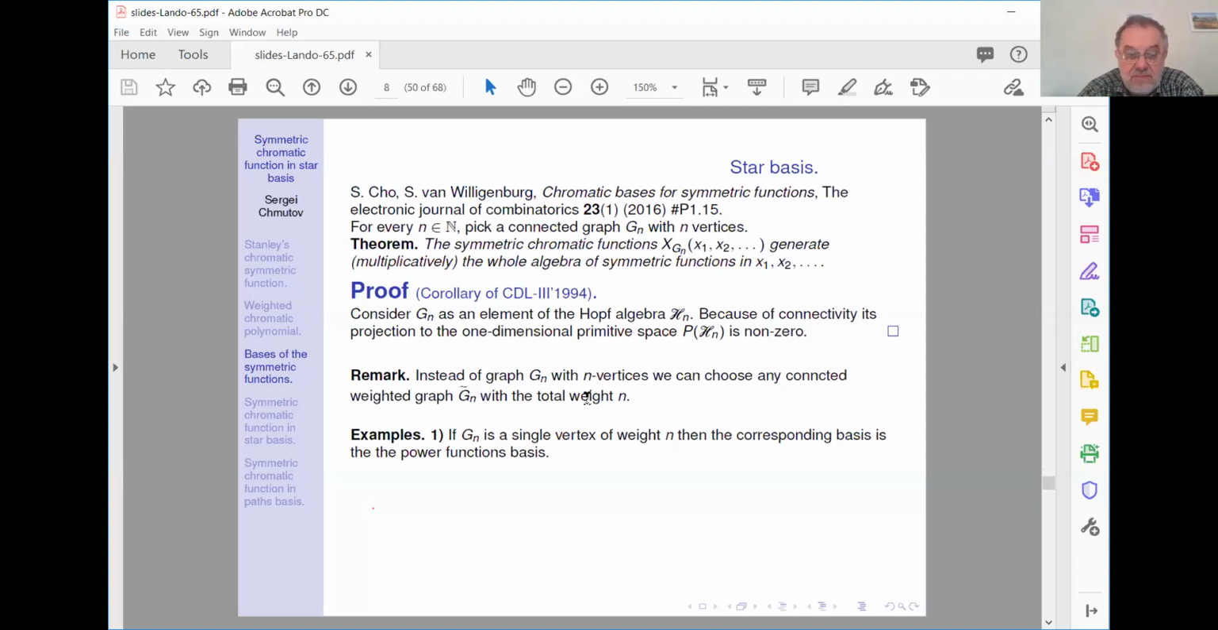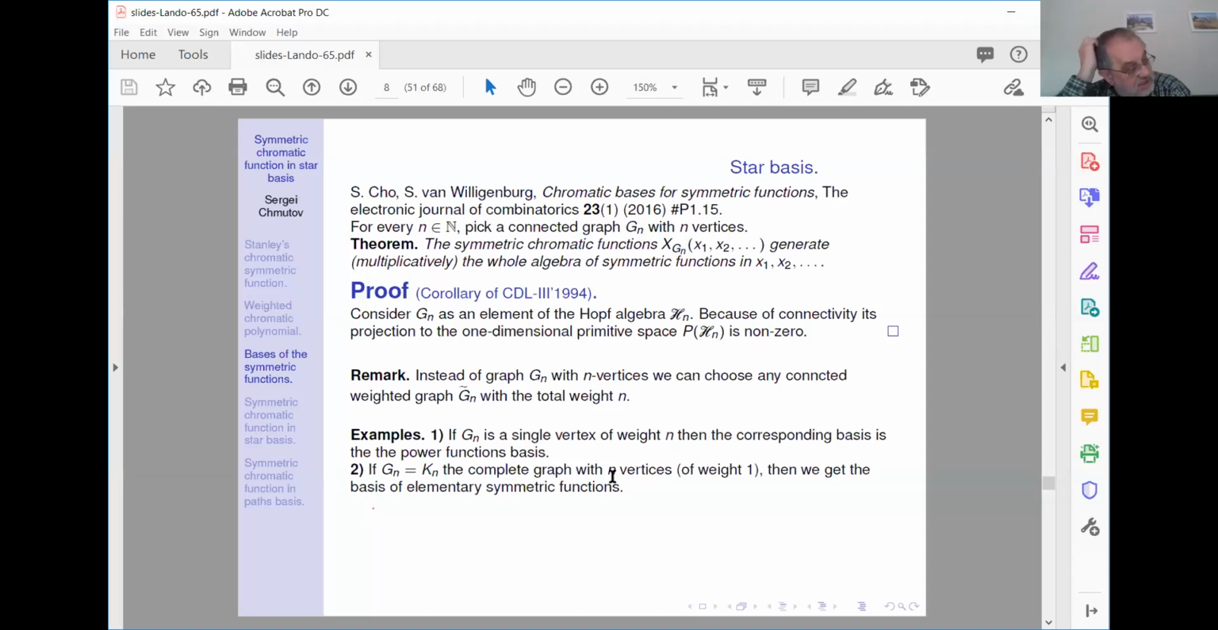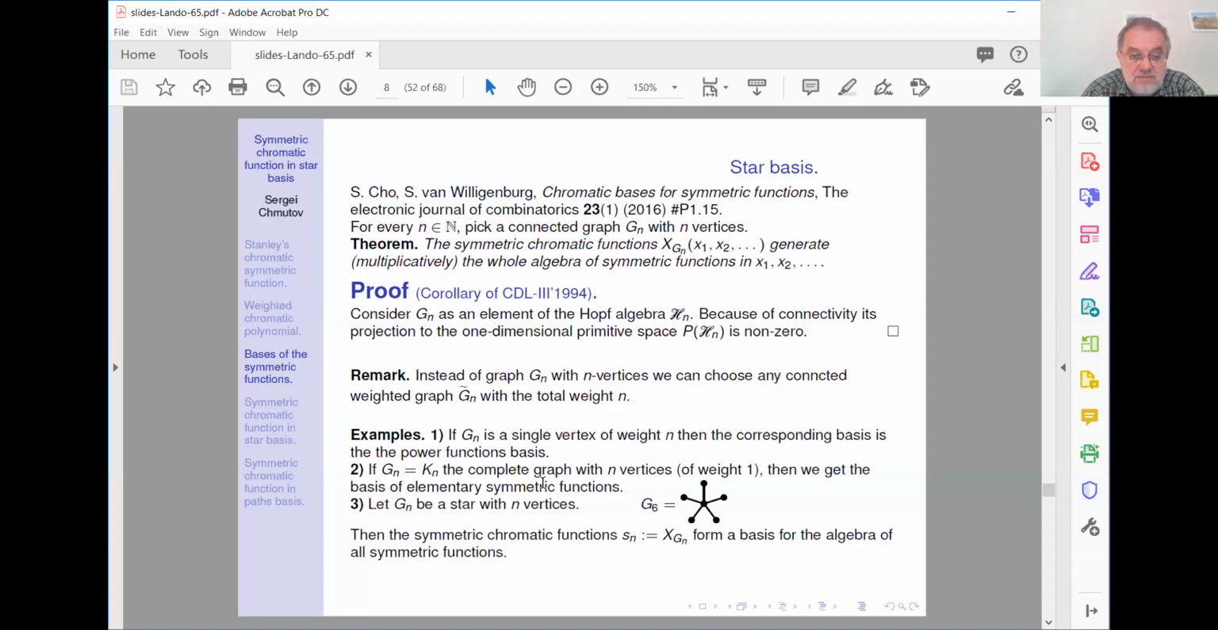Now, if I choose as that family of graphs the complete graphs, with n vertices, then, as I said, that symmetric chromatic polynomial, up to a constant, is the elementary symmetric functions, and that gives me the basis of elementary symmetric functions for the algebra of all symmetric functions.